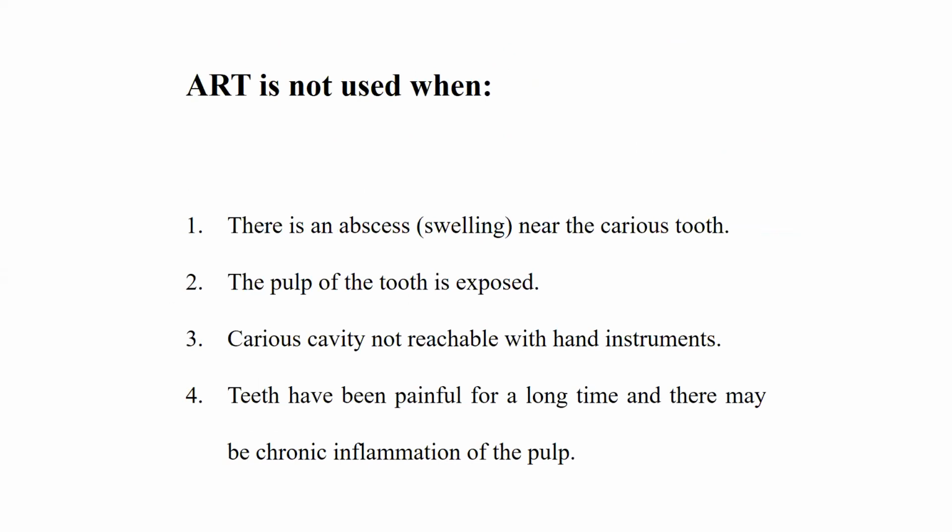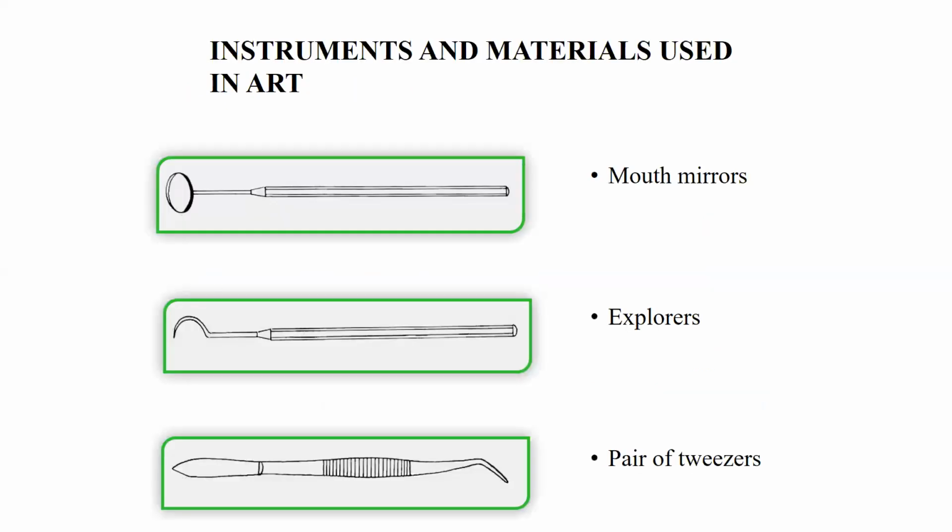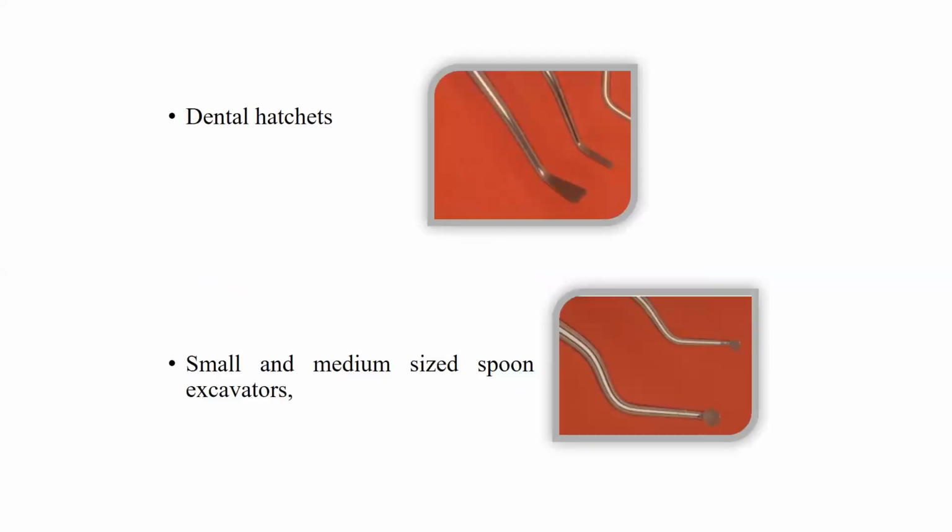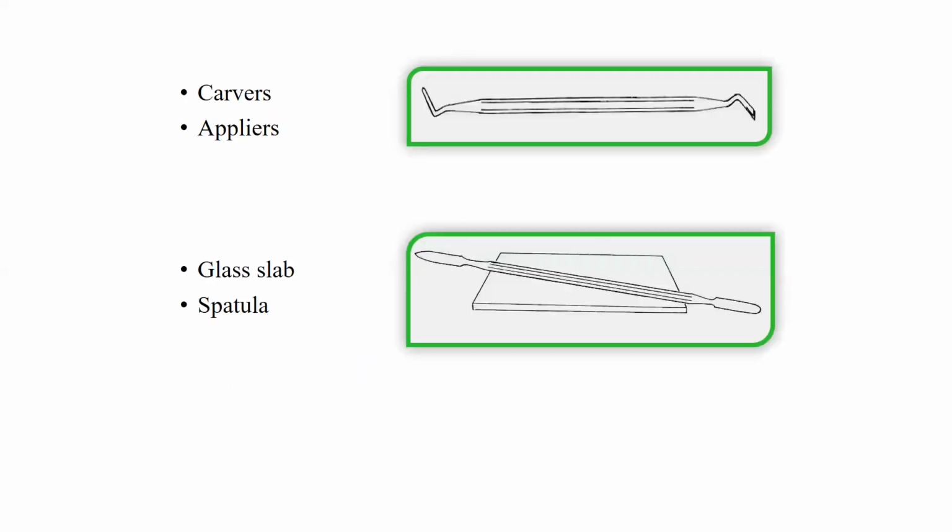ART is not used when there is an abscess or swelling near the carious tooth, when the pulp of the tooth is exposed, when the carious cavity is not reachable with hand instruments, when teeth have been painful for a long time, and when there may be chronic inflammation of the pulp. These are the instruments and materials used in ART: mouth mirrors, explorers, a pair of tweezers, dental hatchets, small and medium size spoon excavators, carvers, pliers, glass slab, and spatula.